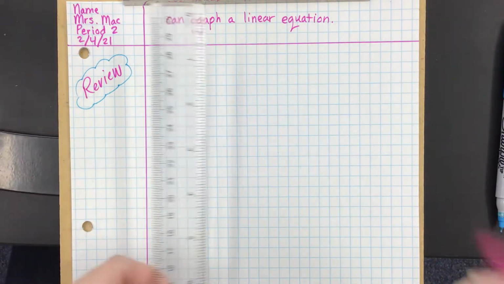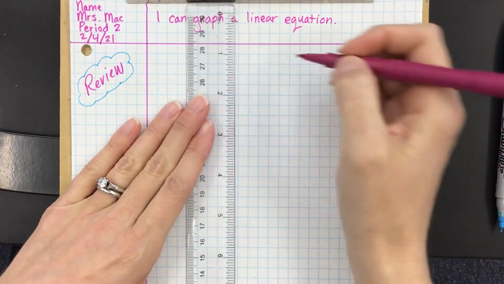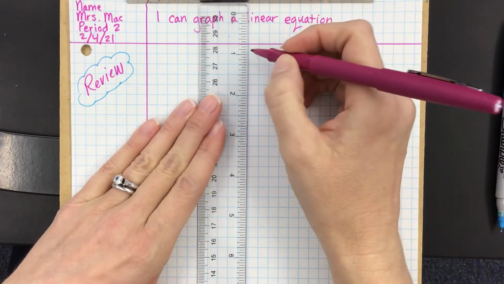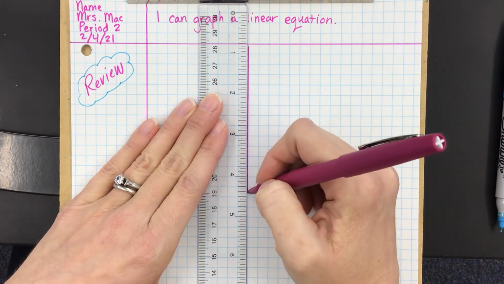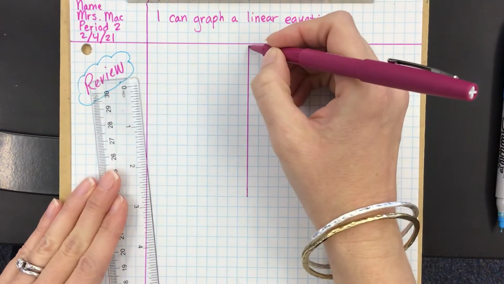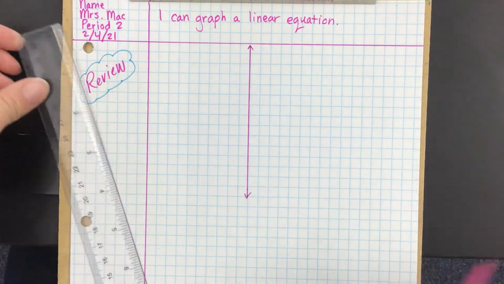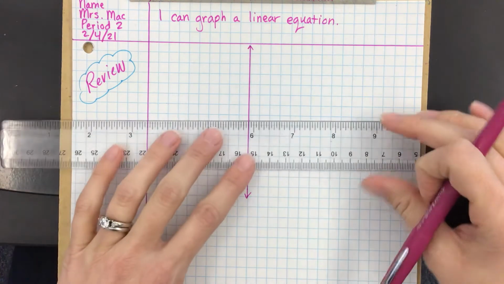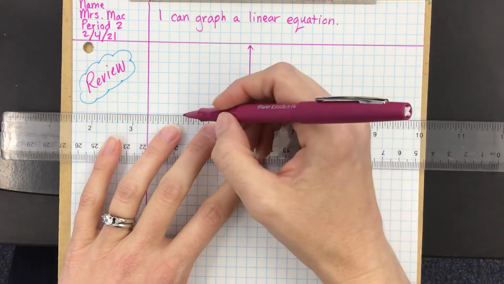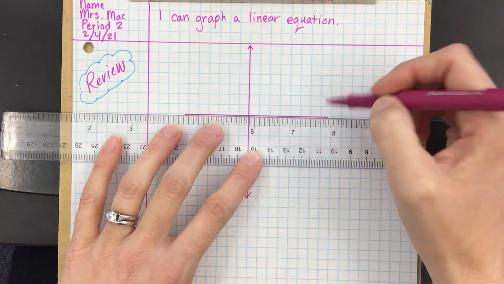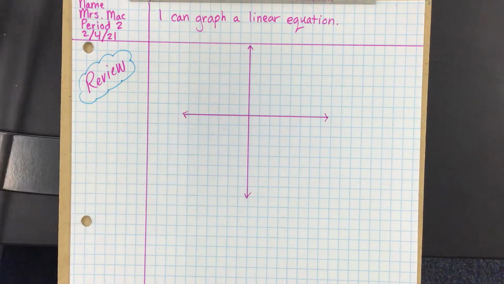Okay, so we're just going to set up a generic little coordinate plane here so that we can talk about it. I would say like 12 to 14 by 12 to 14. You just want to be able to go 6 spaces in each direction.